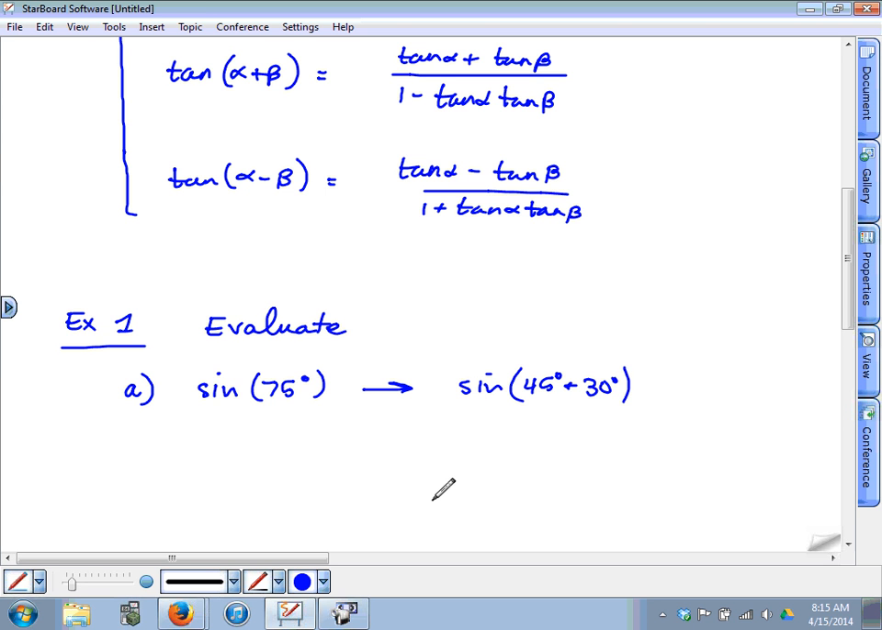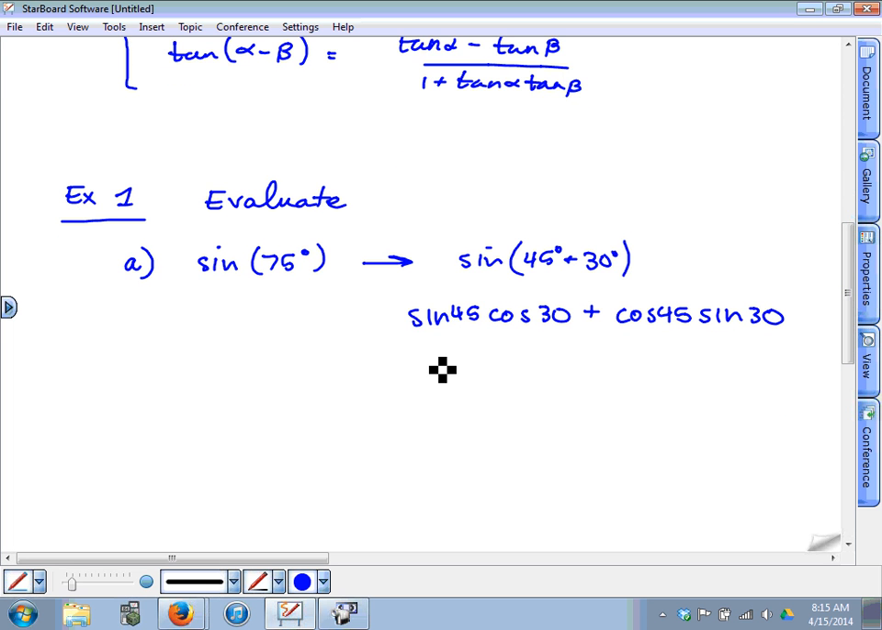So what was the pattern for sine? Sine, cosine, cosine, sine. So it's sine 45, cosine 30. Now, is it plus or minus? Yep. Plus cosine 45, sine 30. The nice thing about this is each of these are special angles now. 45 degrees and 30 degrees are special angles. It is not that much work.